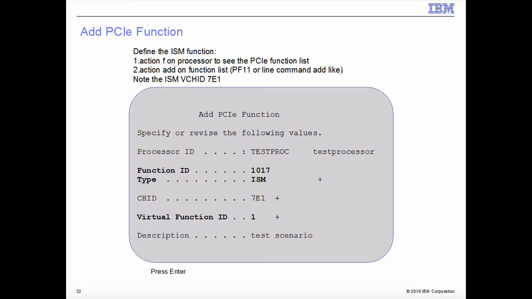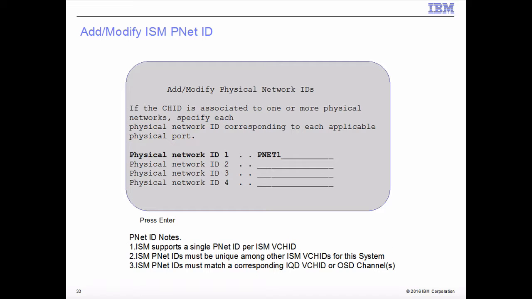When I hit enter, I go to the next screen, and the next screen will ask me for a PNet ID. So for ISM devices, it is PNet1 in this example. Some of the adapters will allow more than 1, but we've said already that ISM only supports 1. For every FID you define, I believe HCD will populate the screen for you, so you should never change it. It should be 1. So 1 PNet ID and the same name for every FID for the same CHID. For, in this case, 7EZ1, they would all have PNet1.